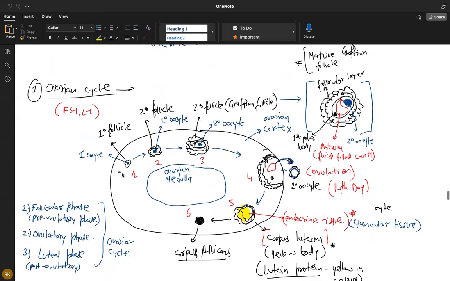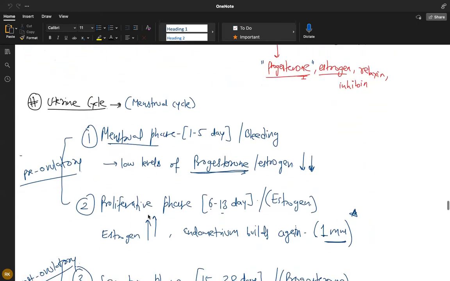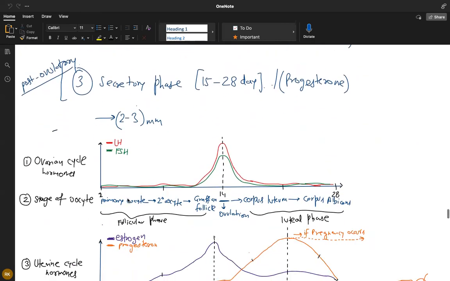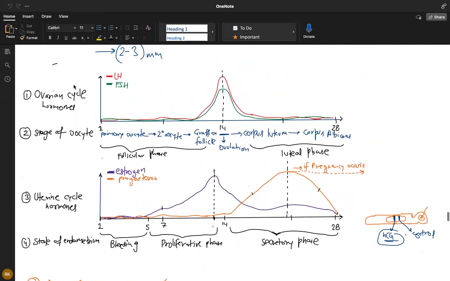And there are two cycles: one is the ovarian cycle and the other is the uterine cycle. So this graph is clear to all of you. A lot of questions come from just this part. All these mountains going up and down. Anyone has any doubt from this part? No, sir. No? Okay, perfect.